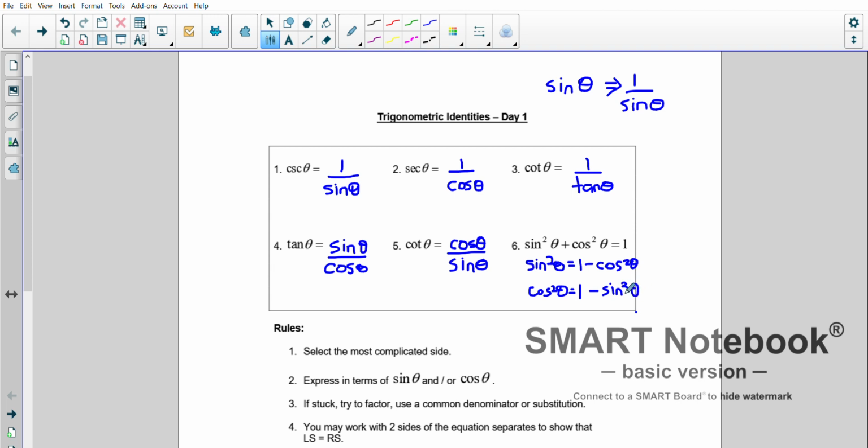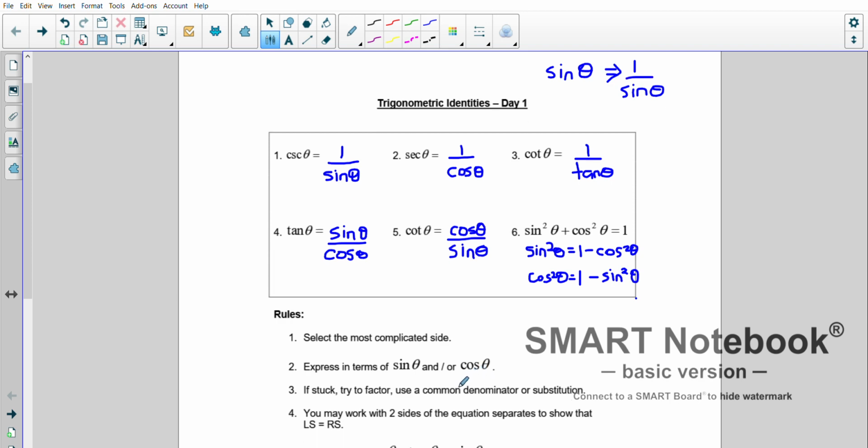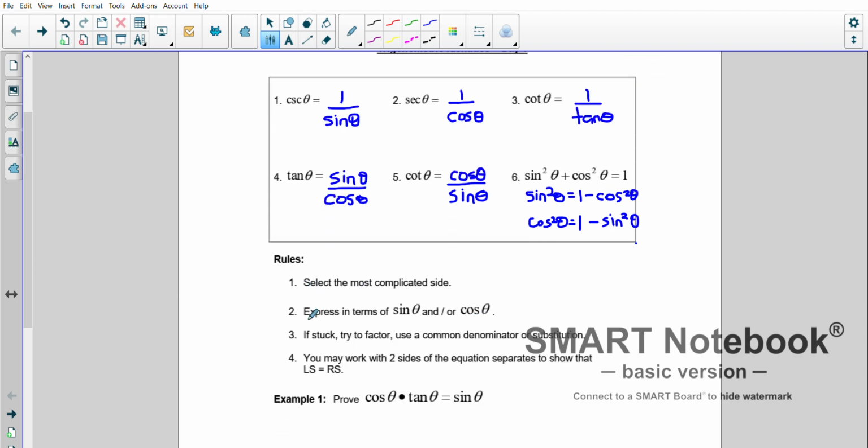And we're going to use them to make our proof. We're going to prove that the left side equals the right side. So here's a few rules or suggestions and tips. You're going to usually select the most complicated side to work on. Ideally, you want to put everything in terms of sine and cos. And then there are other techniques you can use, such as factoring, common denominators, and substitution. We'll see as we go through the examples when those come up.